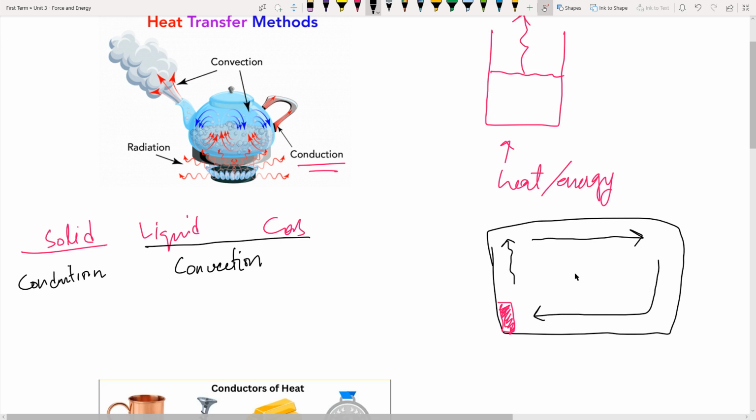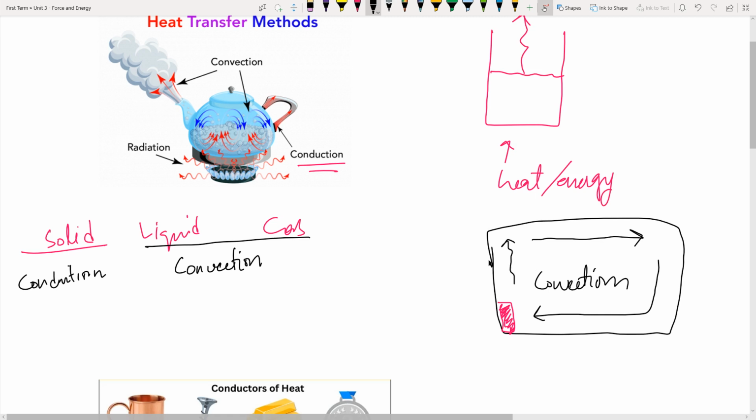So once convection happens, we see that hot air is going to move up. And why does hot air move up? We discussed this in density: when we give energy to particles, or we increase the temperature of any object, we see that the particles move away from one another.